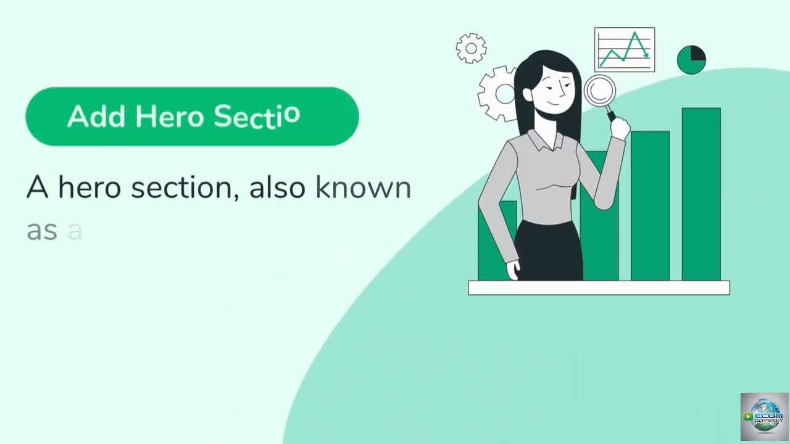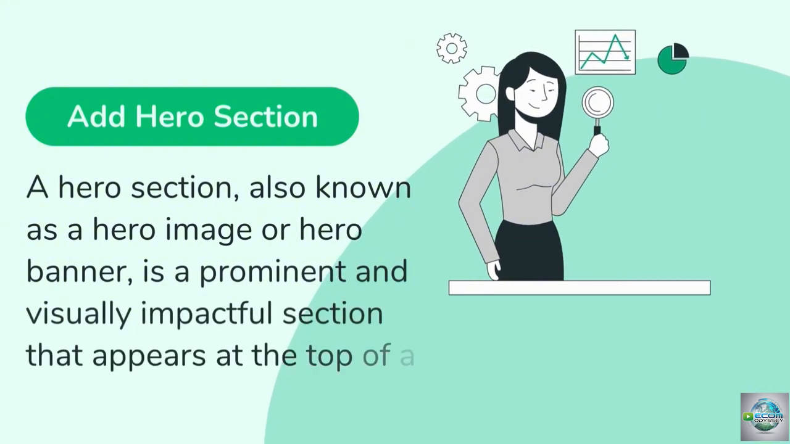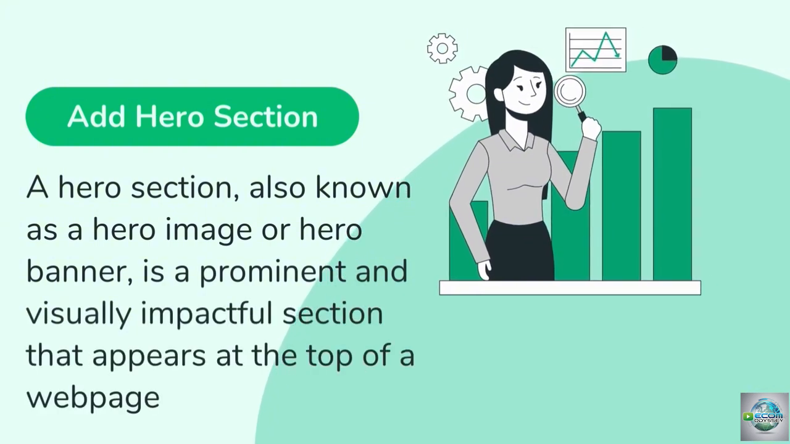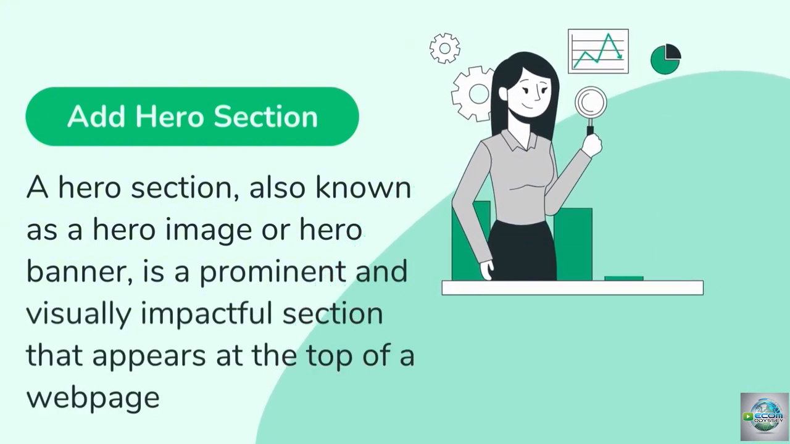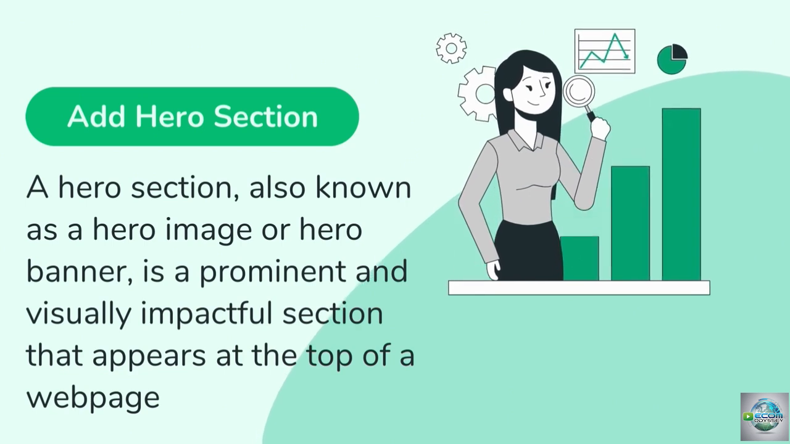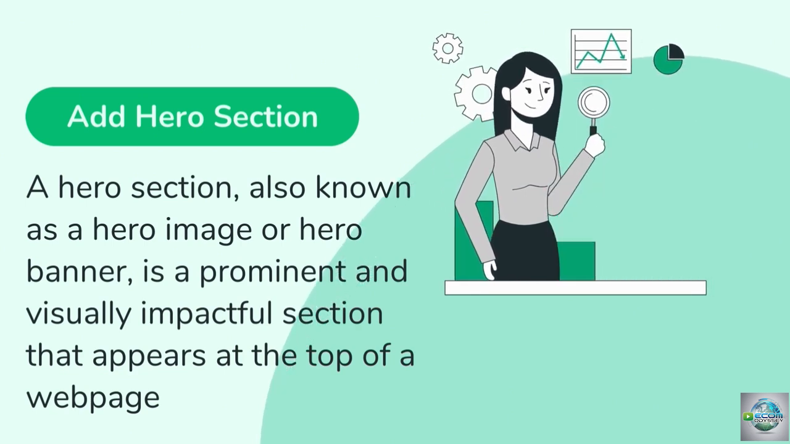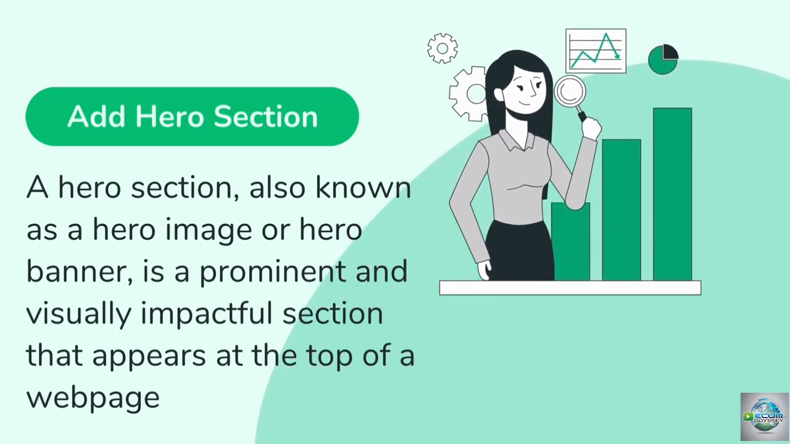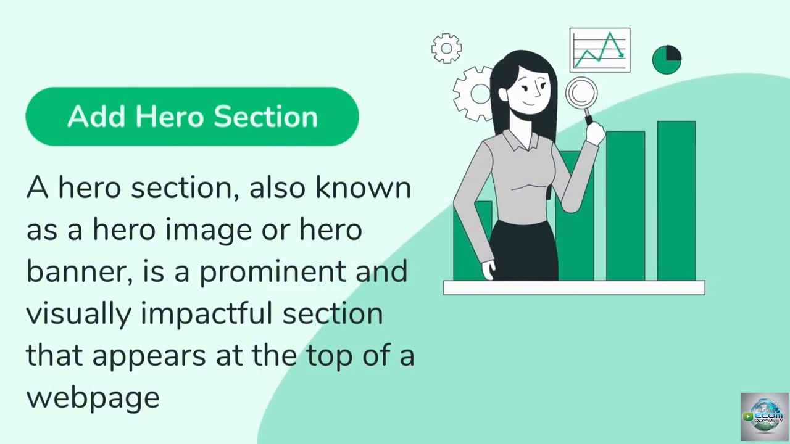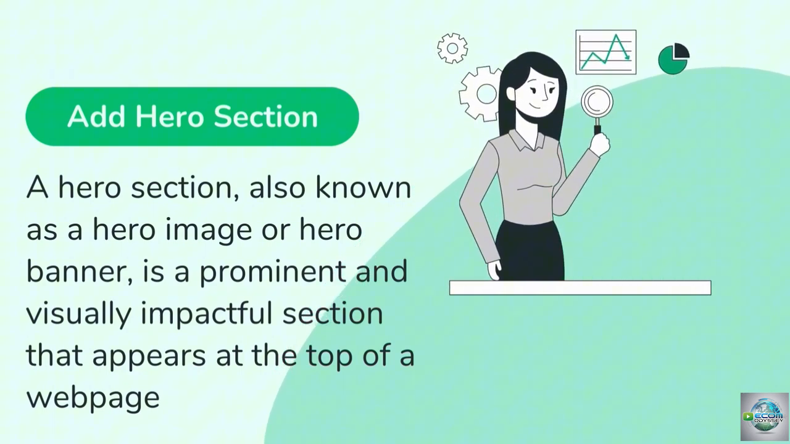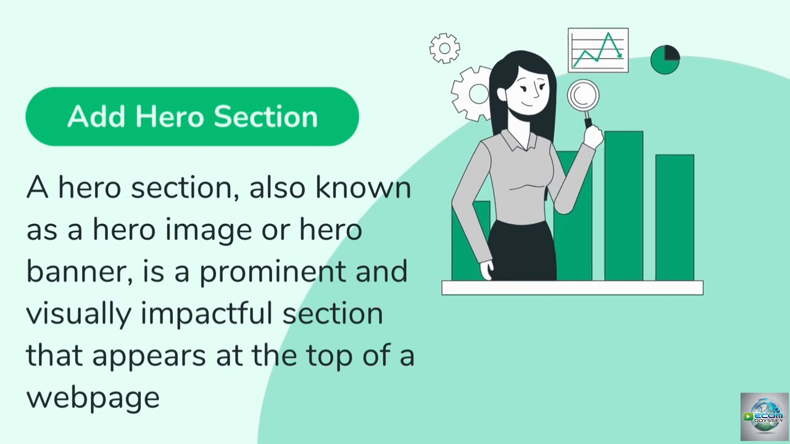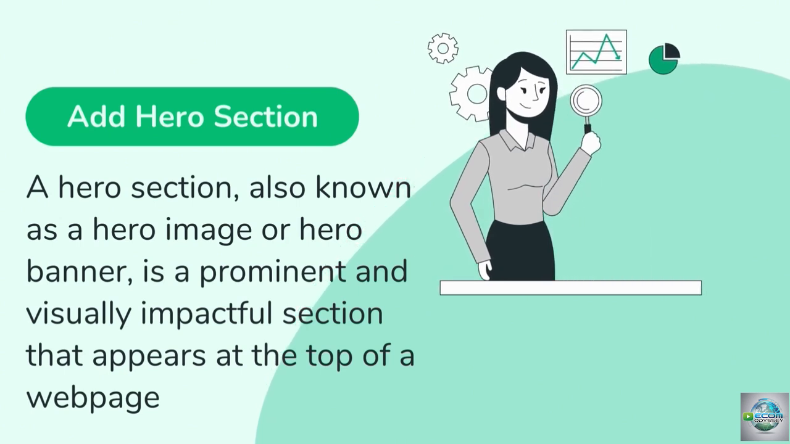Now, we can move on to create a hero section in the homepage. A hero section, also known as a hero image or hero banner, is a prominent and visually impactful section that appears at the top of a web page. It is typically the first thing a visitor sees when they land on a website and plays a crucial role in capturing their attention and conveying the overall message or purpose of the web page.